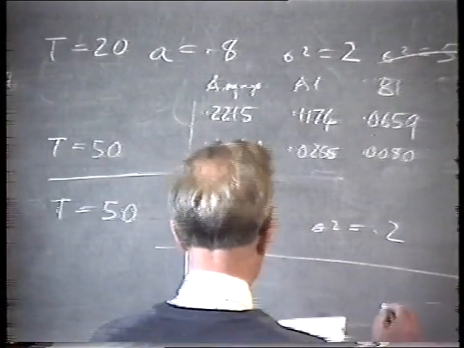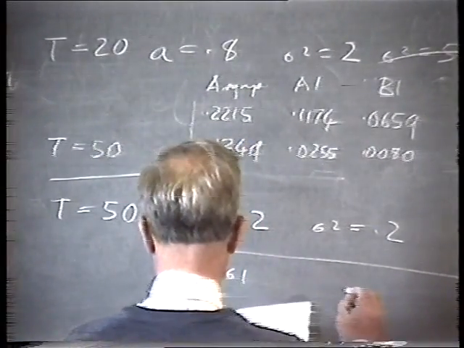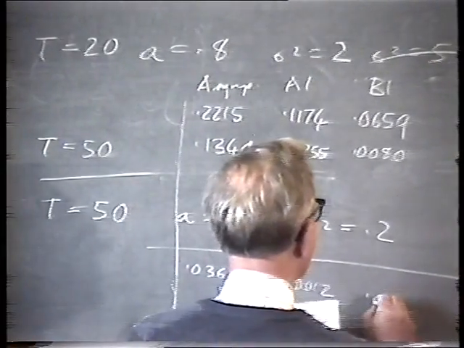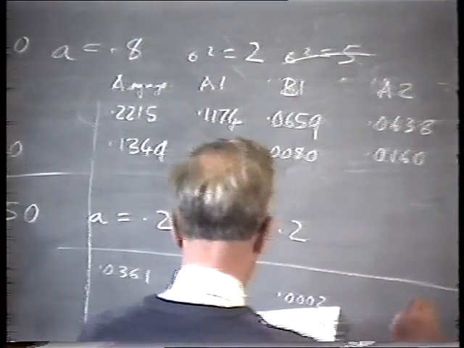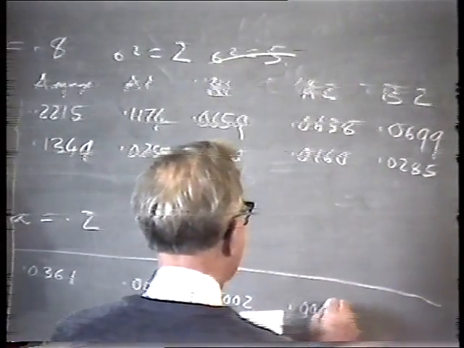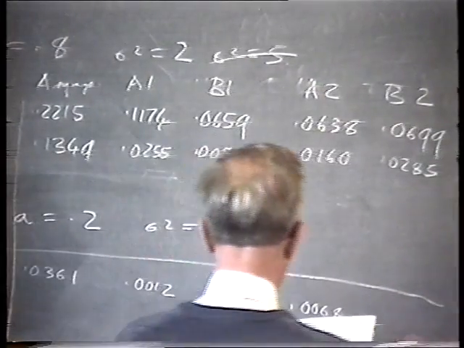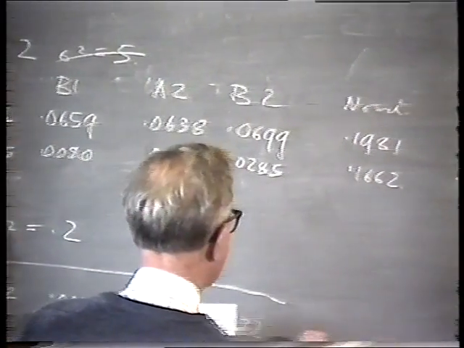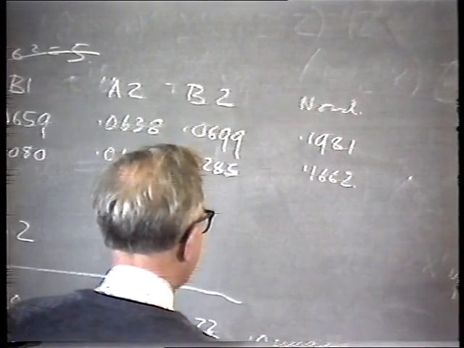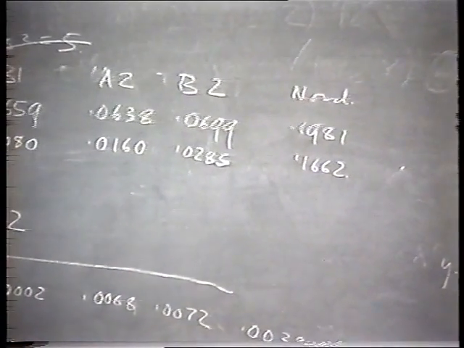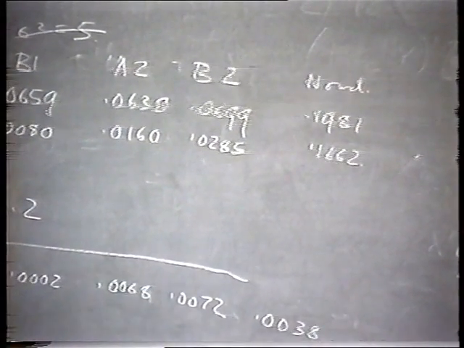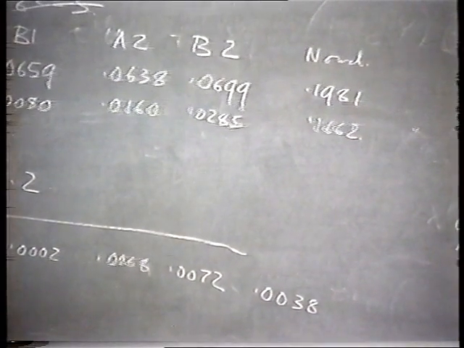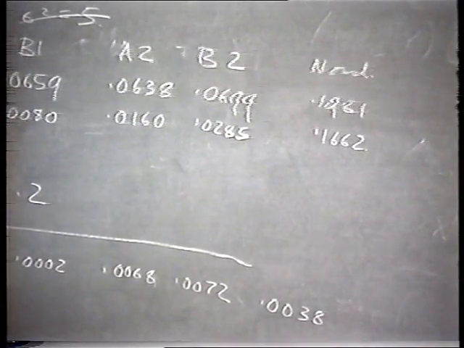The asymptotic, yes, the A1 is 0.0012, the B1 is 0.0002, the A2 is unfortunately worse than the A1, and the B2 is about the same, and the normal is doing rather well at 0.0038. Still, all of these are between 5% and 6% in terms of the probability of being outside the range.